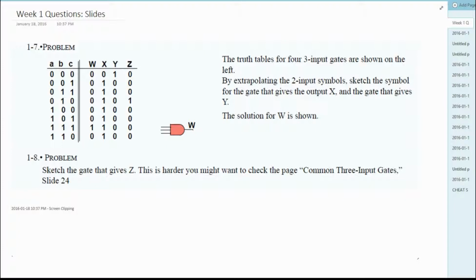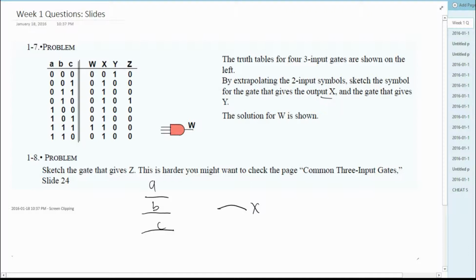So the first question asks us to draw the gates for x, y, and z. The first thing we have to do is find out when x is true. X happens to be true everywhere from here on down. So we have to find out if it's being ANDed or ORed or XORed together. Since there's two ones and it's still true, we can assume that XOR is not going to work. So our only gate that's plausible is OR. So we know we're getting an input of A, B, and C, and they're being ORed together to get X.